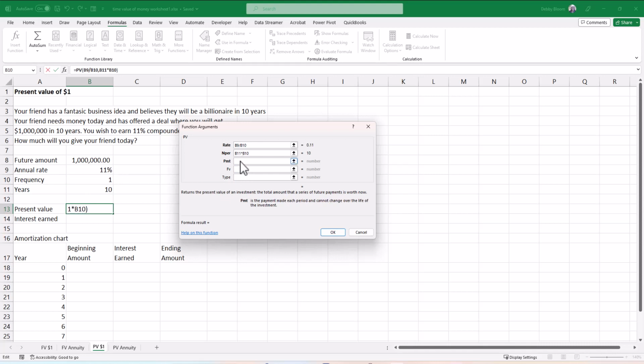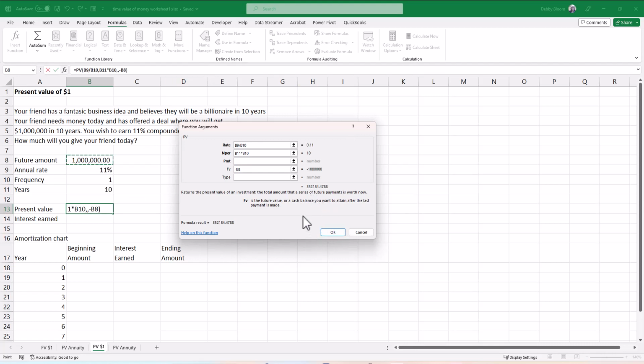Now we're going to skip over the PMT box because the PMT box would assume that your friend is going to give you $1 million every year for 10 years. That's not what's happening. Your friend is going to give you $1 million at the end of 10 years. So in the future value, if you want the answer to come out positive, you have to put a negative number. So in FV, I'm going to type a negative sign and click on the $1 million future amount.